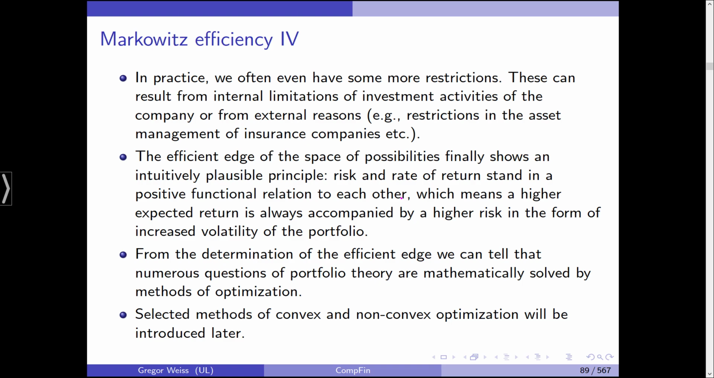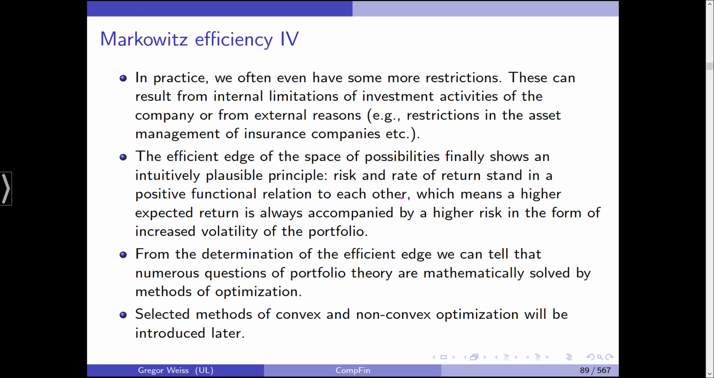And the efficient edge of the space of possibilities finally shows an intuitively plausible principle. Risk and return stand in a positive functional relation to each other. If you want a higher expected return, you have to accept a higher risk, and vice versa. So this is something that is quite intuitive and natural, of course, in practice, but you can easily see this on the slope of the efficient frontier of portfolios.